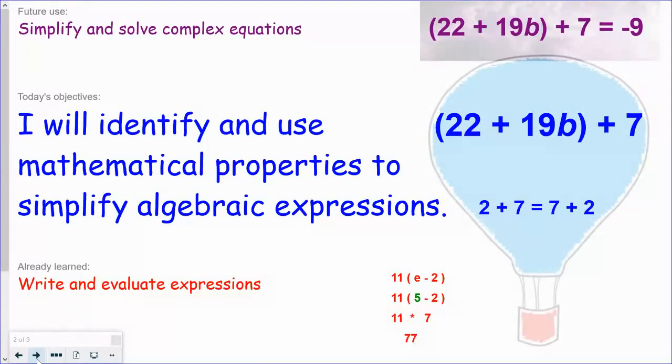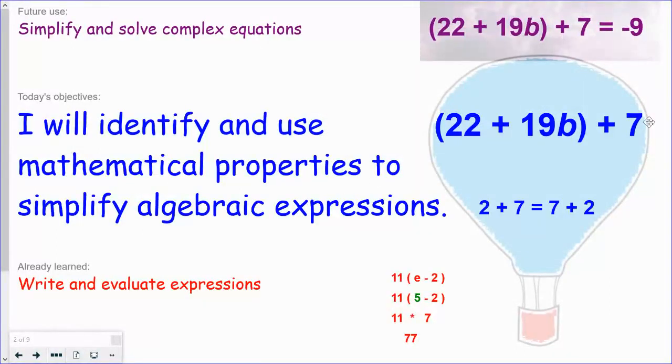Okay, things that we already know that we did this week was write and evaluate expressions. We're given at least one variable with one or more operations. Then we can evaluate when we're given a value for that variable. You replace it, you follow the order of operations, and you get your final answer. That is where you evaluate.